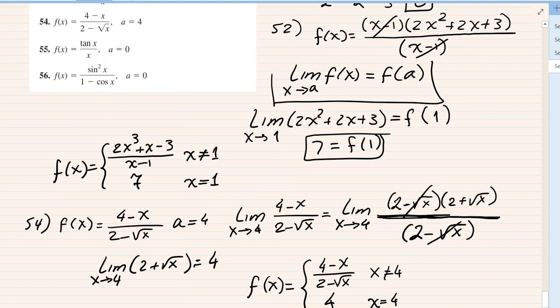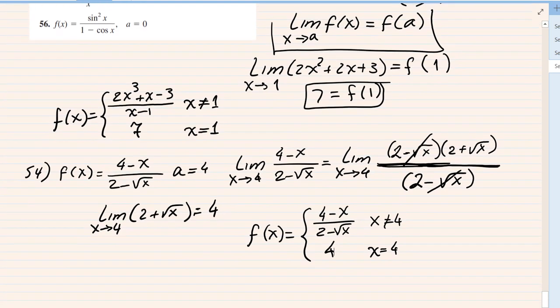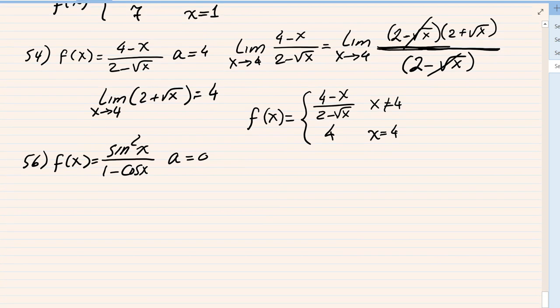Okay. In exercise number 56, f of x is equal to sine squared x divided by 1 minus cos x, and a is 0. Again, direct substitution. Let x be 0, because that's what a is. You get cosine of 0 is 1, 1 minus 1, 0. So f of x is not defined at 0. This is what we know so far.